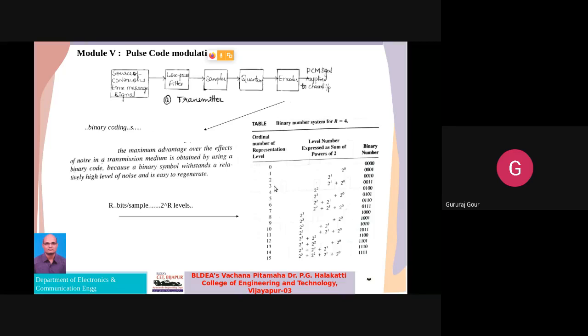Similarly, if you take 3, 2 to the power of 3, we can represent that sample in 8 different ways. You can see here how 3 is represented; the value 3 will be coded here as 2 to the power of 0 plus 2 to the power of 1. He is trying to calculate the number of levels using this formula. But we already know that 2 to the power of R gives us different levels of representation for one sample. So this is the binary coding concept.